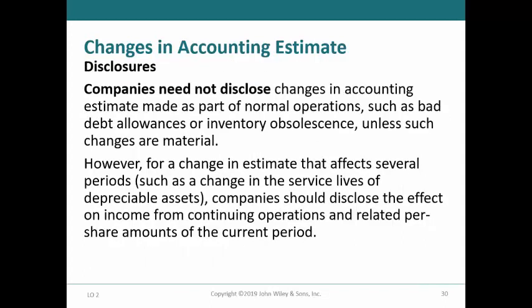Under normal circumstances, companies are not required to disclose changes in accounting estimates, as these are considered to be normal recurring charges. However, if a change affects several periods, such as a change in the useful lives of depreciable assets, or it is a material amount, then the company should disclose the effect of the change on income from continuing operations and related earnings per share amounts for the current period.